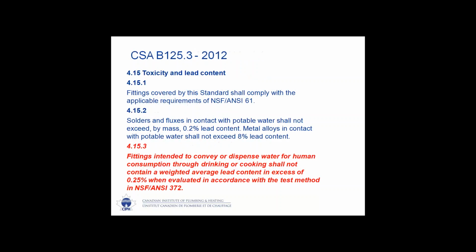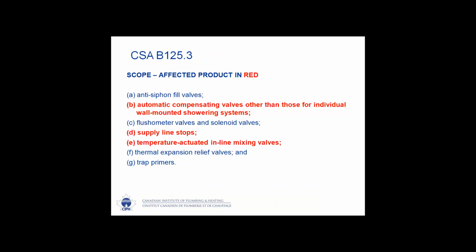The other standard that was updated in 2012 was the B125.3 standard. This standard also has basically the same clause, just with a different clause number. If we go to the scope of B125.3, here are the products that are affected: B, automatic compensating valves, other than those for in-wall mounted showering systems; supply line stops, again up to 1 inch; and also temperature actuated inline mixing valves. Those products could be intended to be used to convey water for drinking or for cooking.